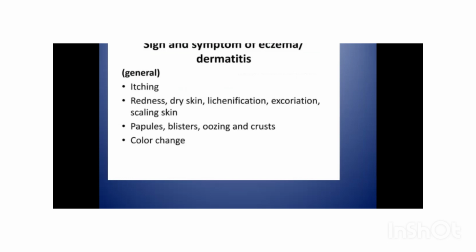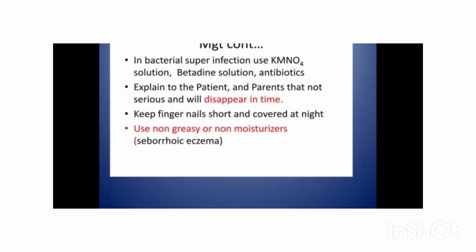The main signs and symptoms of dermatitis are itching, redness, lichenification, excoriation, papules, blisters, oozing and crust, and color changes because of pigmentation. These are the general signs and symptoms of eczema. Now we'll see some of the management of dermatitis. In bacterial infection, we can use potassium permanganate solution, betadine solution, and antibiotics. We know that infected dermatitis is caused by staphylococcal and streptococcal agents.